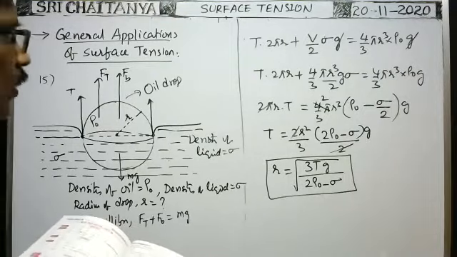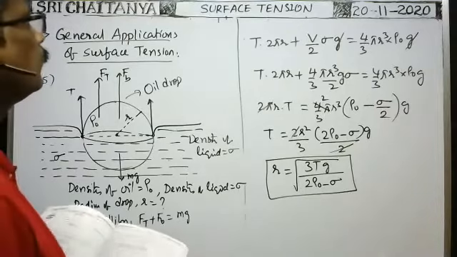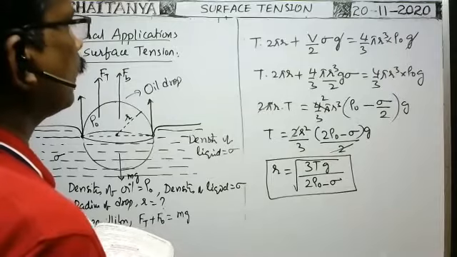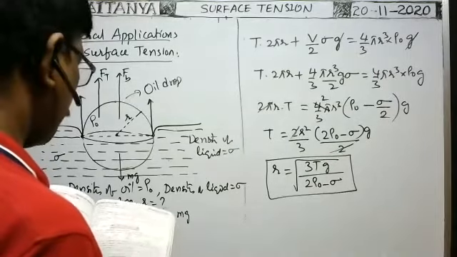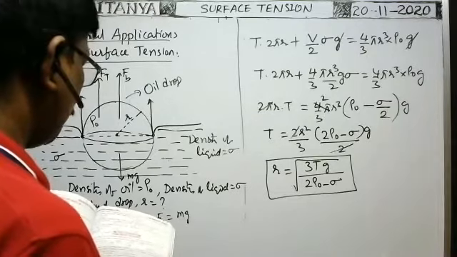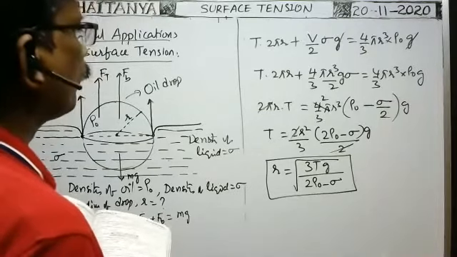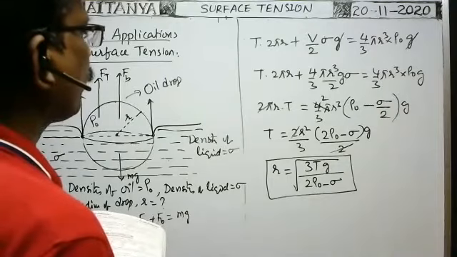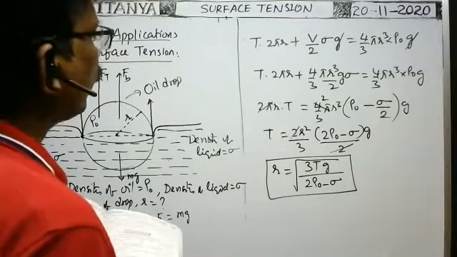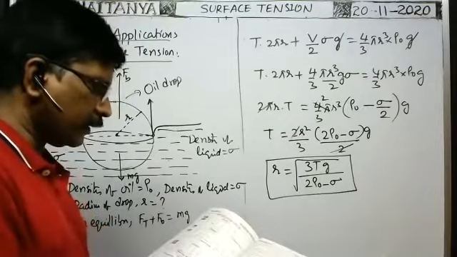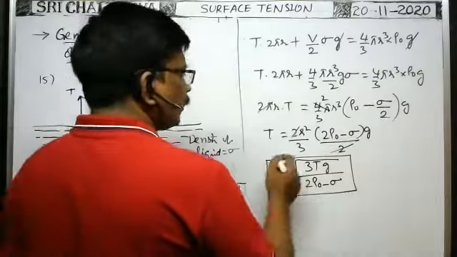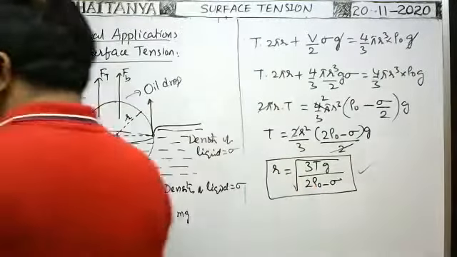I think somewhere a calculation mistake is there. Where is it? Okay, it is correct only, because they asked for the diameter. Here we got the radius of the drop. Okay, this is correct. So this is the answer.